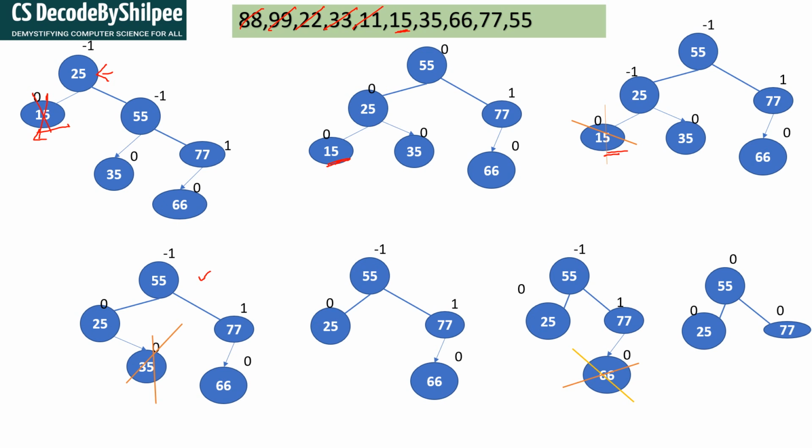So first I have deleted 15 here. It is assumed that this 15 is deleted. Now I have calculated the balance factor. So 15 is deleted from here. Now calculate the balance factor of each and every node.